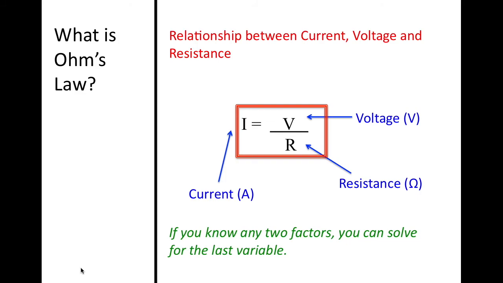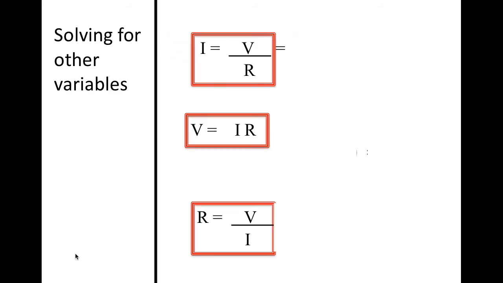There is a relationship between current, voltage, and resistance, which is known as Ohm's law. This is that current is equal to the voltage divided by the resistance. Current is measured in amperes, voltage is in volts, and resistance, denoted as the capital R, is in ohms. If you know any two of these factors, you can solve for the last variable. Here are our three equations if we were to solve for current, for voltage, and for resistance.